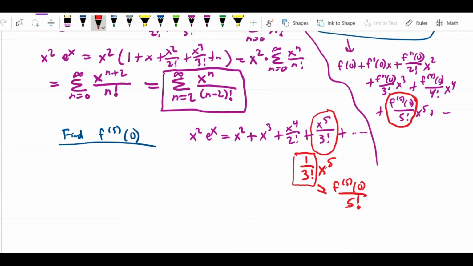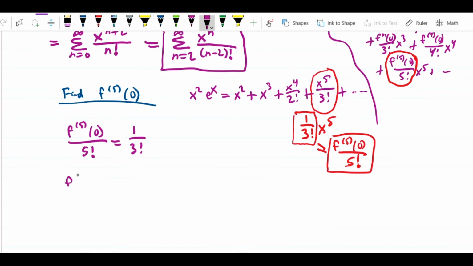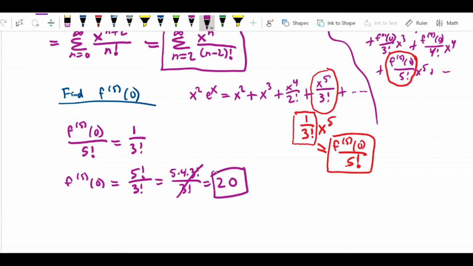What I know is that the coefficient of x to the fifth in a Maclaurin series has to be equal to this expression. So what I can do is simply equate the two expressions. Say f^(5) of 0 over 5 factorial is equal to 1 over 3 factorial. So I'm going to multiply both sides of this equation by 5 factorial, giving me f^(5) of 0 is equal to 5 factorial over 3 factorial. And I can even simplify that. That's just going to be 5 times 4 times 3 factorial over 3 factorial. Those cancel, giving me 5 times 4, and the answer is 20.